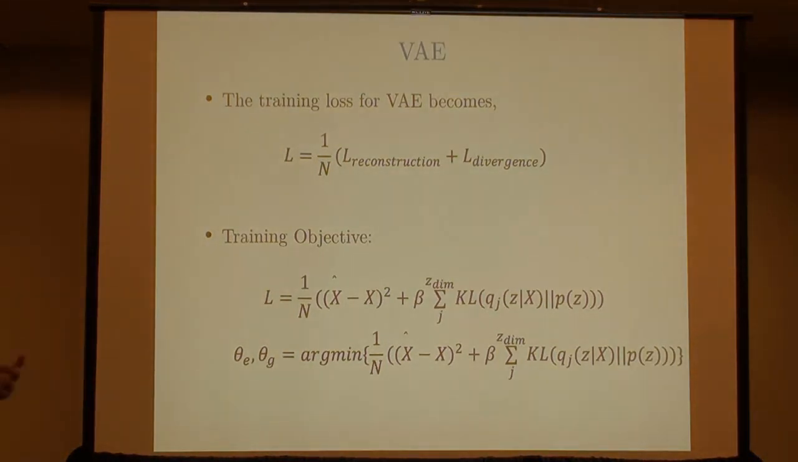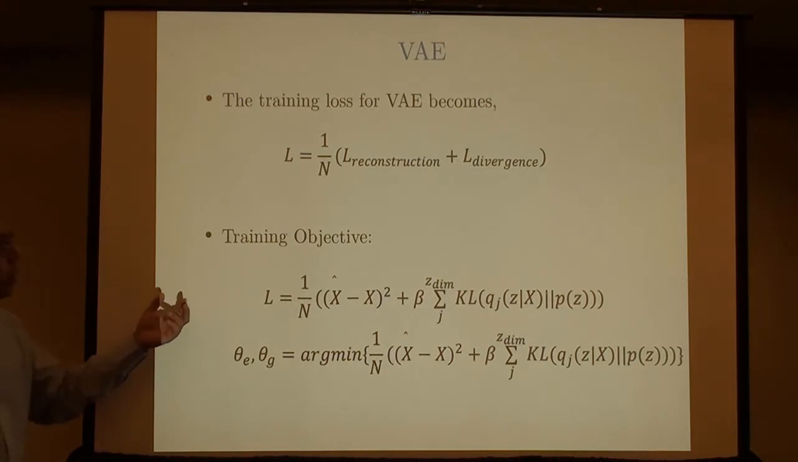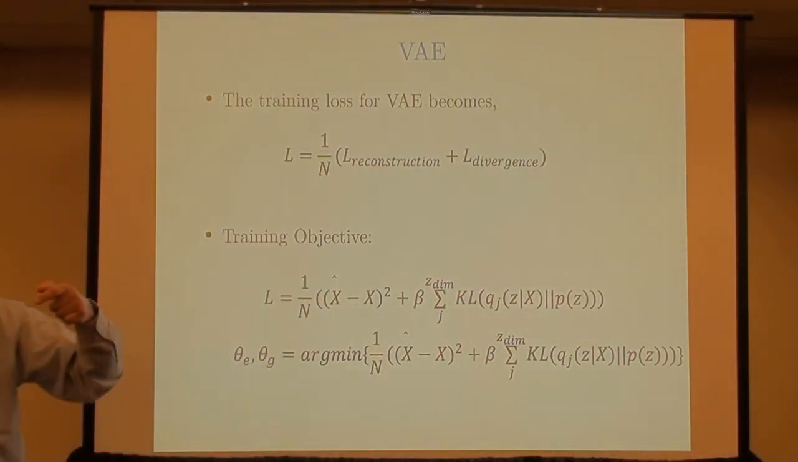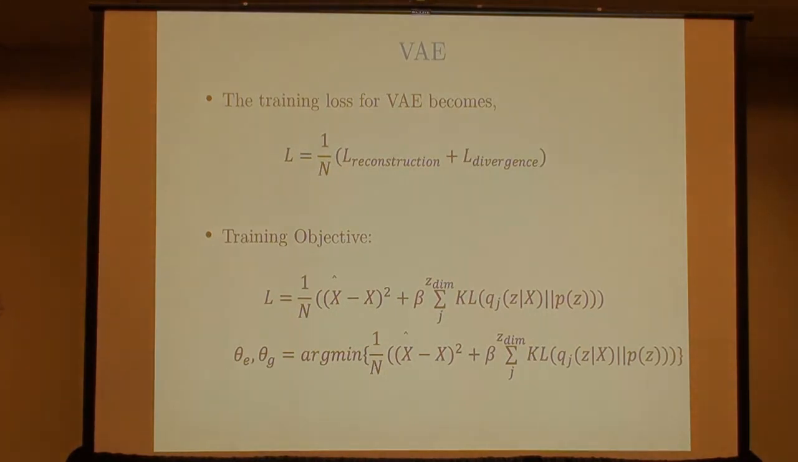You should be able to get, otherwise it has not been trained well. And the other is the divergence. So think of divergence as a regularization term that we talked about. So you don't want overfitting to happen, right?